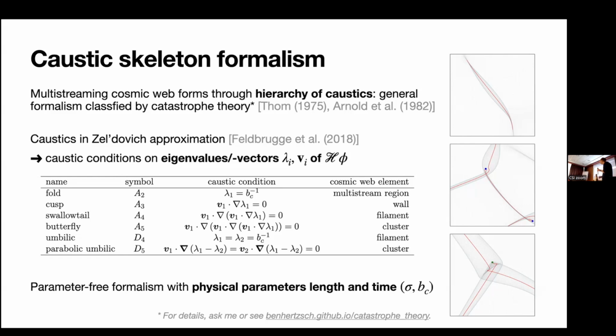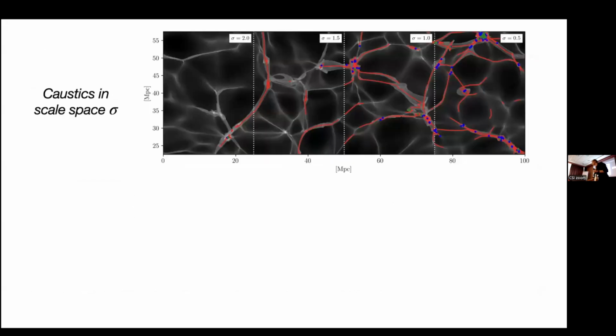This formalism is fully free of any numerical parameters, and it just has two physical parameters. For the first one, you're rarely interested in all the structure that forms in an n-body simulation. You would like to identify the structure that exceeds a certain size, such as 1 megaparsec. You can achieve that by smoothing the primordial fields and identifying caustics. The second one is just about the formation time, the growing mode of the caustics. We are typically interested in those caustics that have formed up to now. You can see these two parameters in action here.